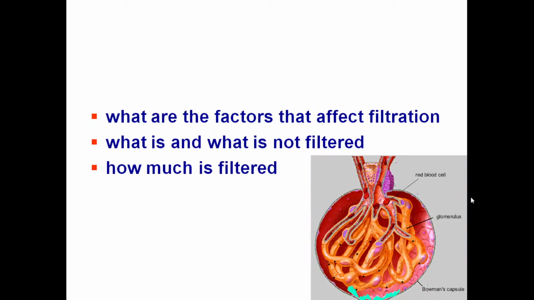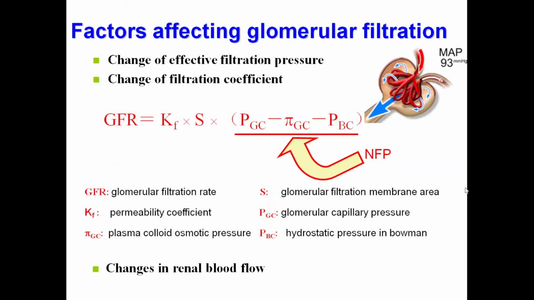So the next thing which we are going to discuss will be what are the factors that affect filtration, and what is filtered and what is not filtered. And finally, how much of a substance will be filtered. So what do we have? Factors affecting glomerular filtration. It will be changes of effective filtration pressure, those which are responsible for the net filtration pressure, and filtration coefficient.